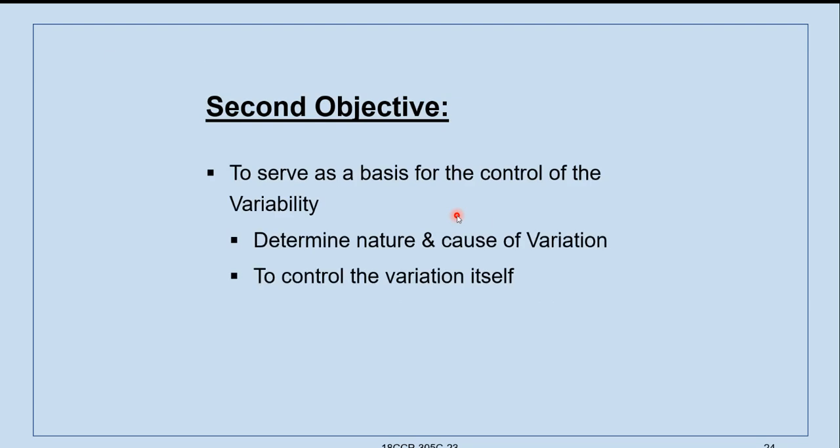Second objective is to serve as a basis for the control of variability. That is, determine nature and cause of variation, why the variation is there, what is the cause, and we can control the variation. As I said, if you know why you are deviating from walking on the line, then you can control them. You can see that you walk properly, like that.